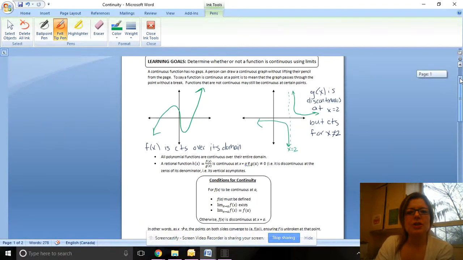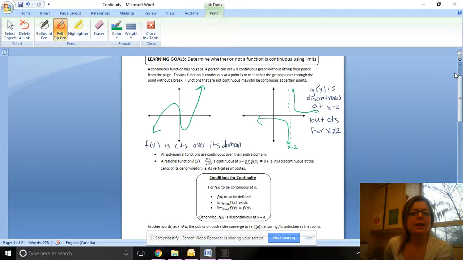So a continuous function has no gaps. A person can draw a continuous graph without lifting their pencil from the page. To say a function is continuous at a point is to mean that the graph passes through the point without a break. Functions that are not continuous may still be continuous at certain points.